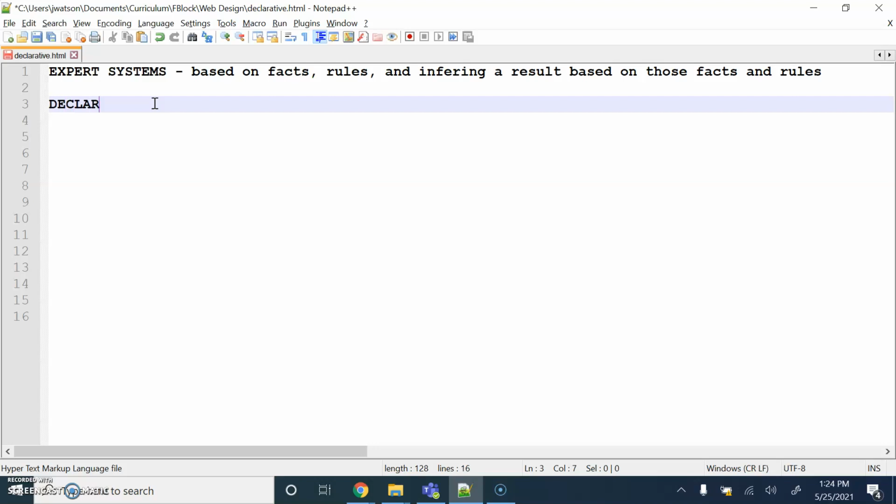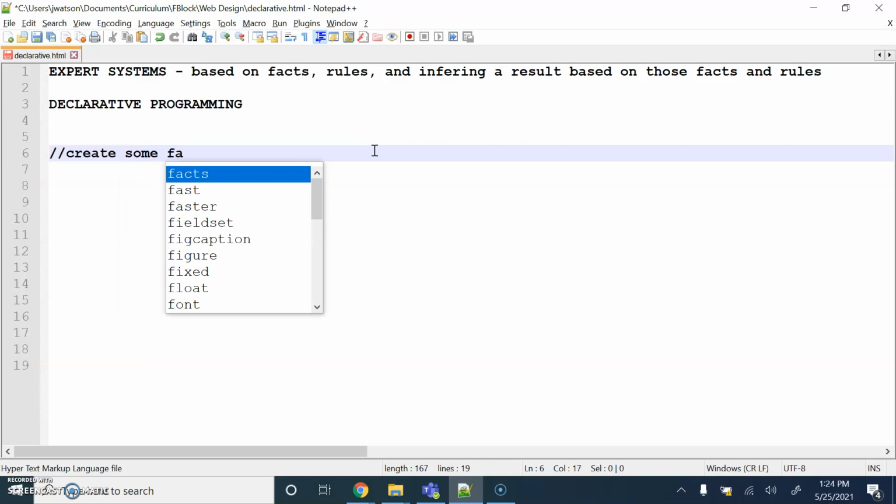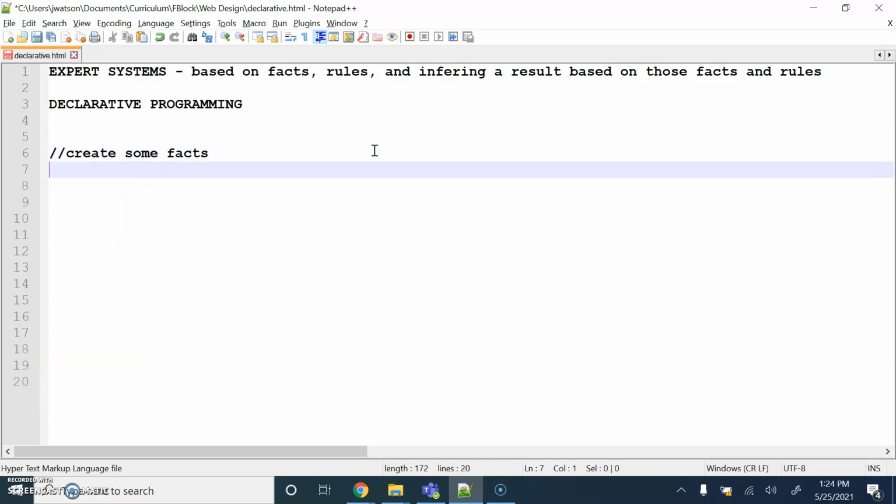which is based on declarative programming. Now, declarative programming is also based on facts, rules, and inferring, and so is often used to design expert systems. So first of all, let's create some facts and store them in the expert system.